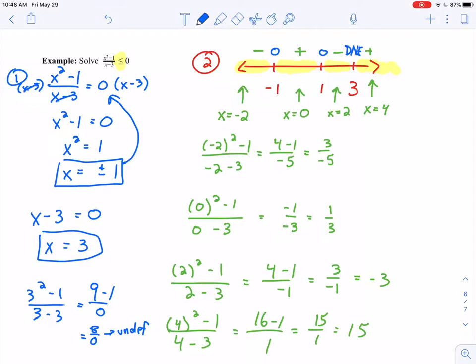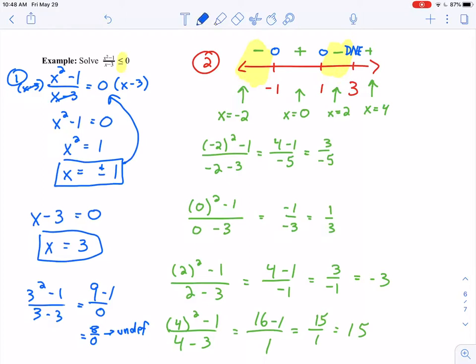First of all, let's determine, do I want the positive intervals or the negative intervals? Well, I want less than or equal to 0, so now I'm talking about negative numbers. I'm talking about this interval right here to the left of -1, and this interval right here between 1 and 3.